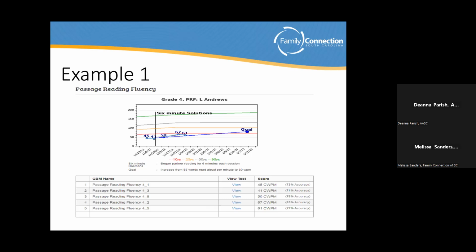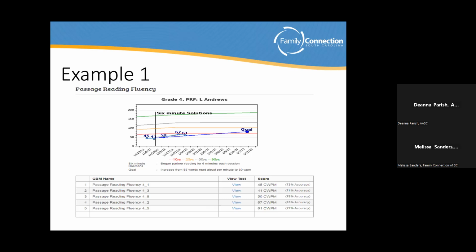Our goal is at the bottom: increase from 55 words read aloud per minute to 80 words read per minute. So based on the passages that were the assessments, the progress monitoring assessments, the fluency probes, and these are all different passages. You'll see at the bottom 4-1, 4-3, 4-8, 4-2. So the student's not reading the same thing over and over again, but they're all on that 4th grade level. So based on the student's performance, the correct words per minute have increased over time after the new instruction was put in place. From 50 words per minute, it goes up to 67 and down to 61.